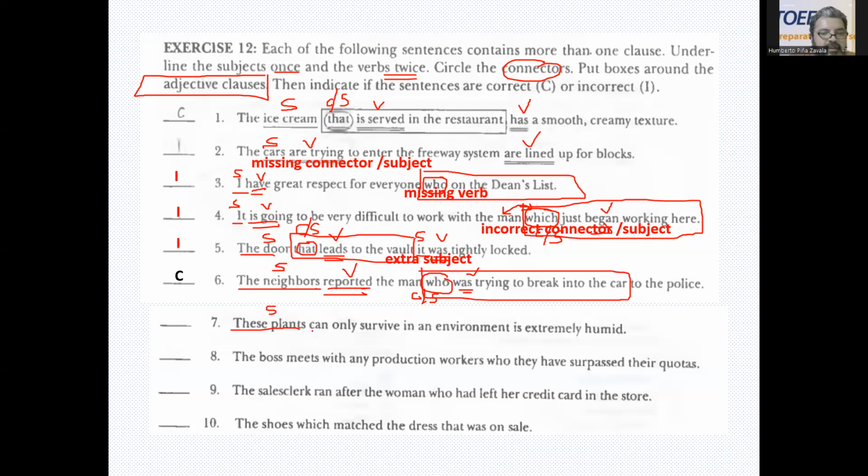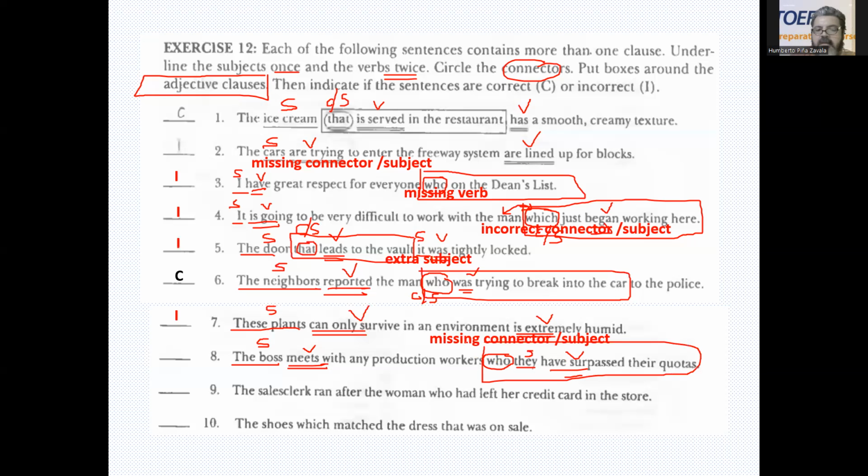These plants can only survive in an environment is extremely humid, right? We're missing a connector. There's no connector here, so that's why it's incorrect. The boss meets with any production workers who they have surpassed their quotas. So again, we have a problem here because we have the connector, which should be the connector subject, and you have an extra subject, so it's incorrect. Extra subject, that's why it's wrong.